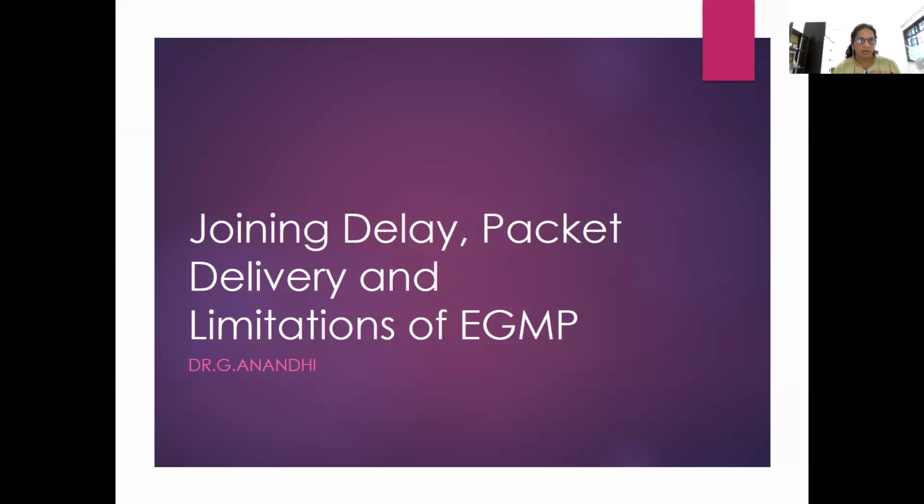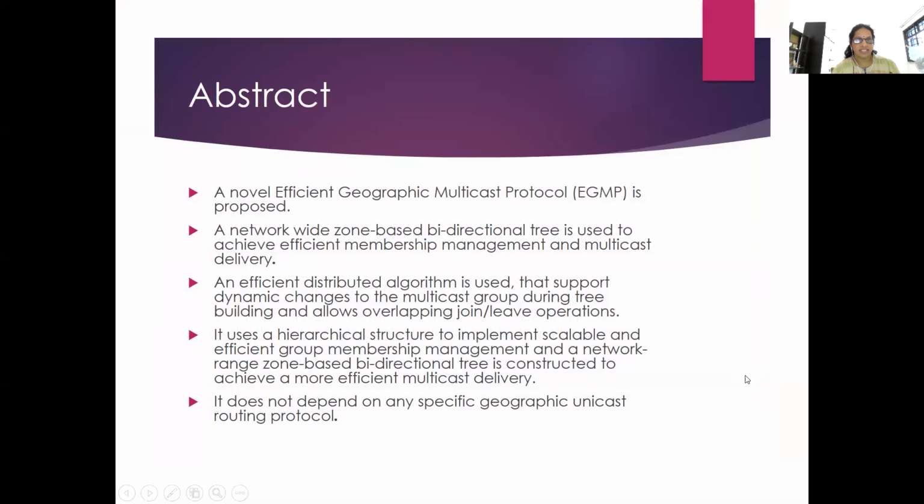I have written a paper in IJSR in the year 2014. It's Joining Delay, Packet Delivery and Limitations of EGMP. Now let us see the abstract.